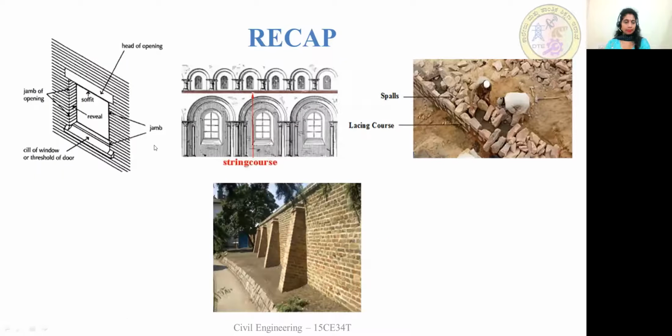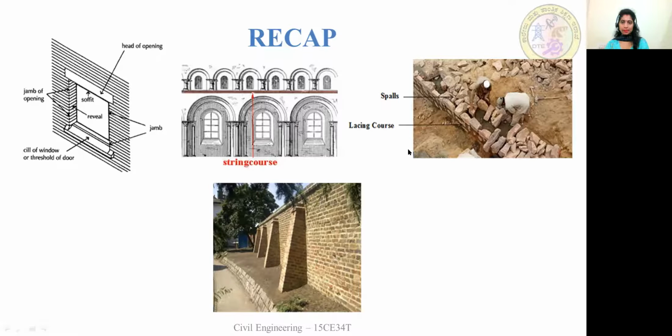Next, we have seen important definitions, that is reveal and jamb. The vertical surface on the exterior side is known as reveal. The same vertical surface when seen from the interior of a building is known as a jamb. We have seen string course, a horizontal projecting layer. It is provided between the plinth and the cornice at any level. It increases the strength of the wall.